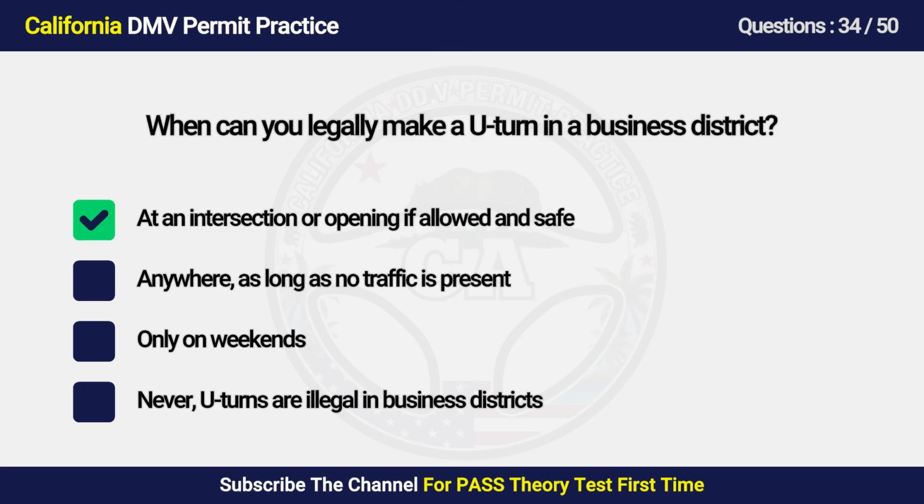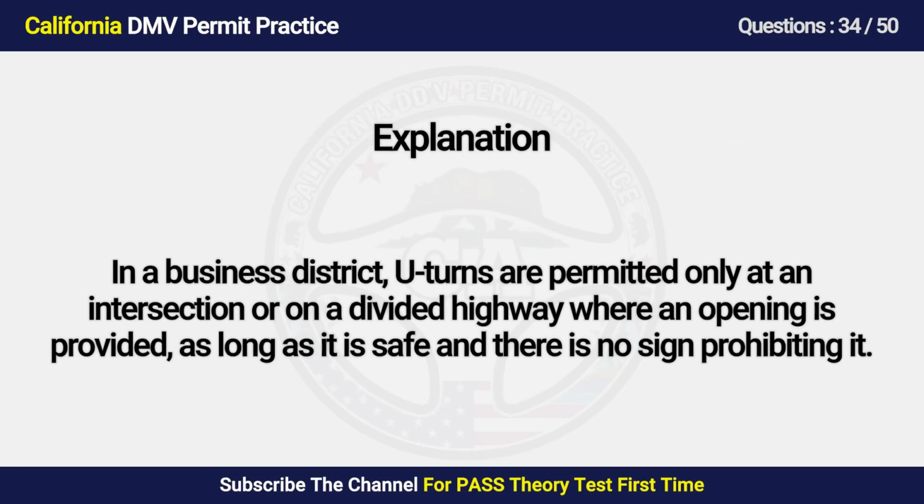Answer is A, at an intersection or opening if allowed and safe. In a business district, U-turns are permitted only at an intersection or on a divided highway where an opening is provided, as long as it is safe and there is no sign prohibiting it.